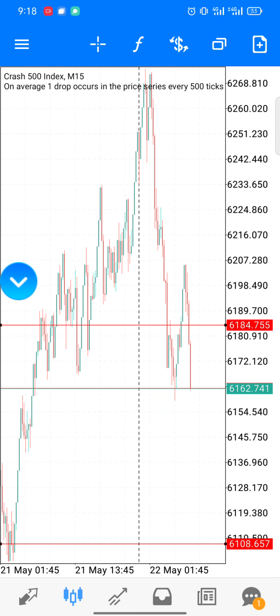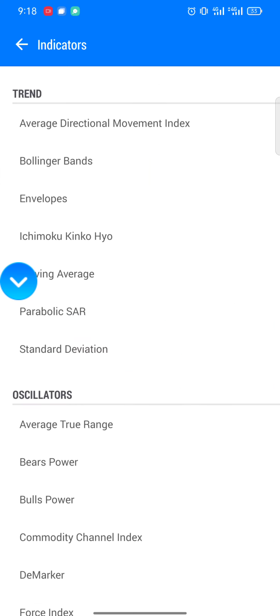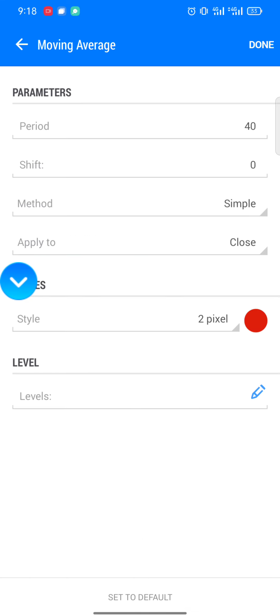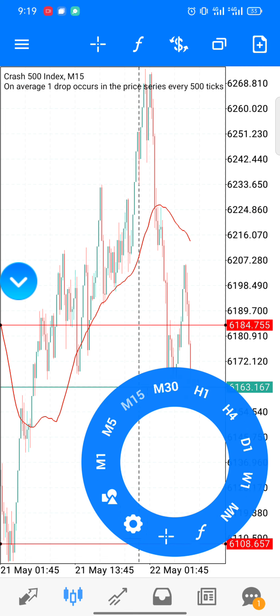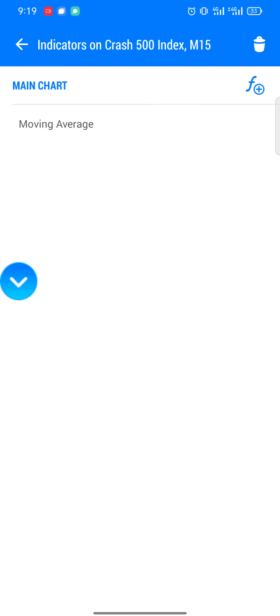So I'm already sure that this market is gonna sell, but now what we need right now is that we're looking for an entry. So we'll just wait for the market to give us an appropriate entry. While we've confirmed with the price action, the next thing we'll do is we include our indicators, which is firstly the moving average at period 40, shift 0, method simple, apply to close, the style 2 pixel, you click on it, done. So you can see the indicator is pointing down. So that's confirming our analysis.